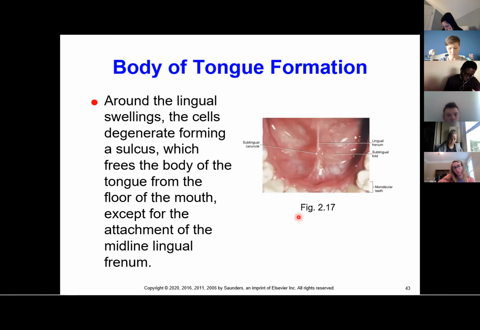All right. Let's see. Oh, we're on the last page of chapter 5. We're going to be out of here real quick.